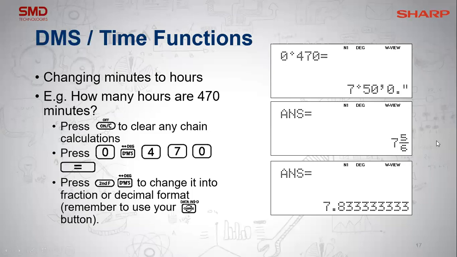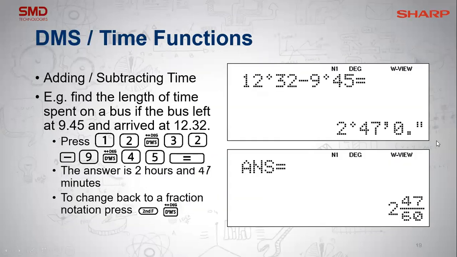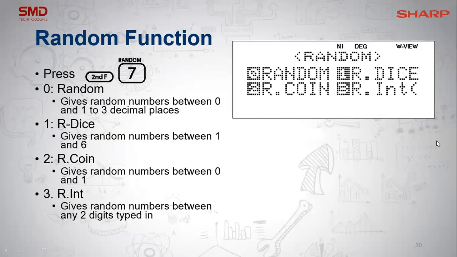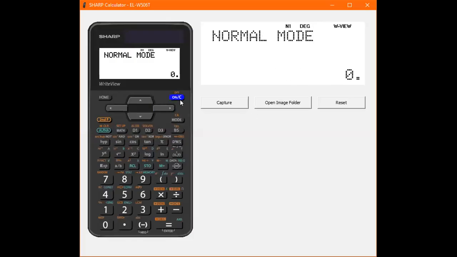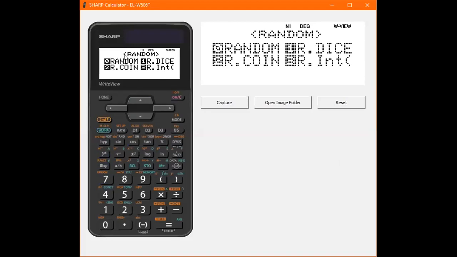Cool. I'm going to take this one. We did that one. And okay, so this one is really nice for probability. So I'm actually going to open up my calculator again and show you here. On your calculator, you have a random function. So if we press second function and 7, you'll see you have 4 different options.